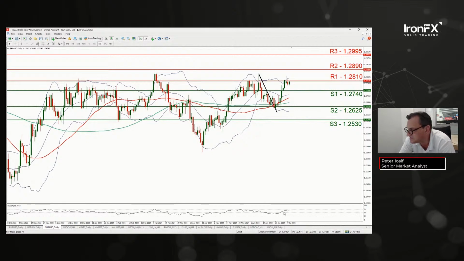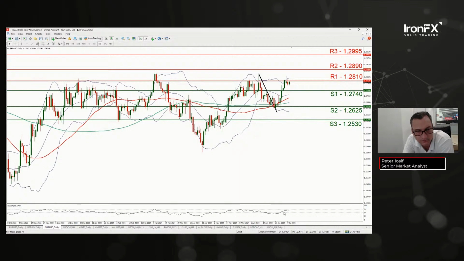So the price action has to breach the 1.2810 and start aiming for the 1.2890, maybe even test it. On the flip side, should the bears take over, I wouldn't be surprised to see the price action breaching the S1 1.2740 and start aiming for the S2 1.2625.